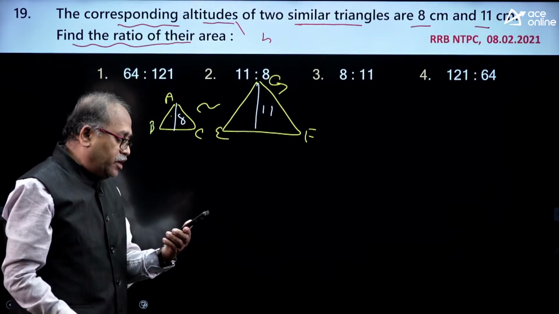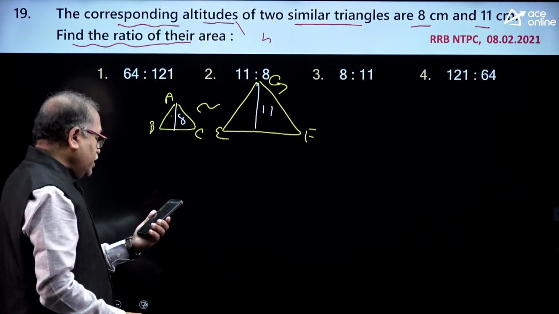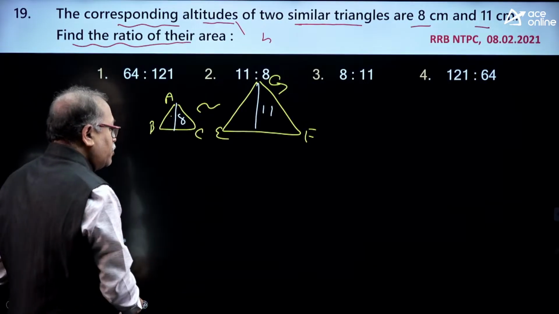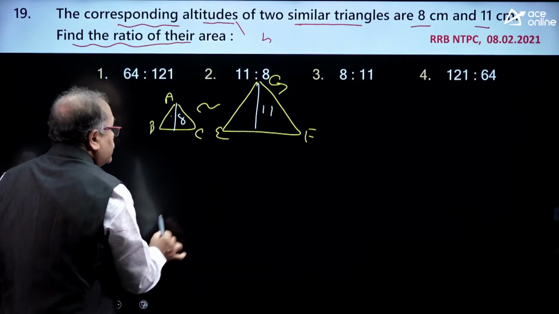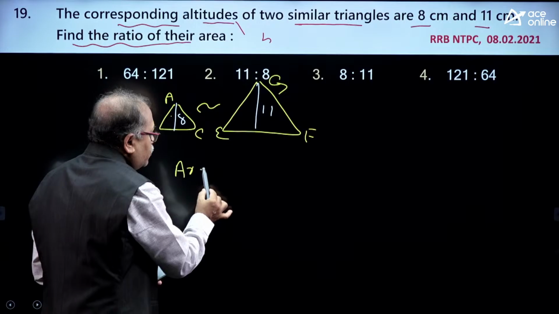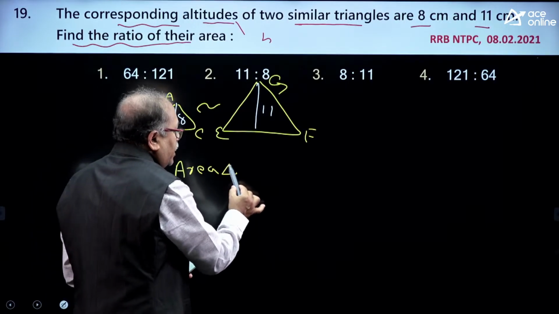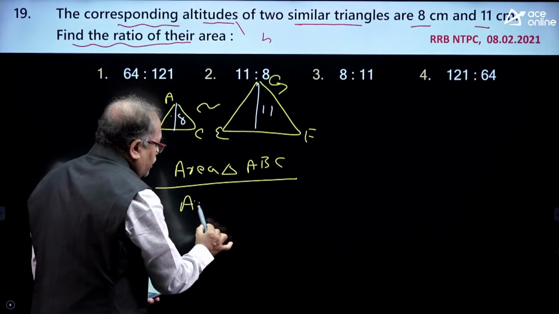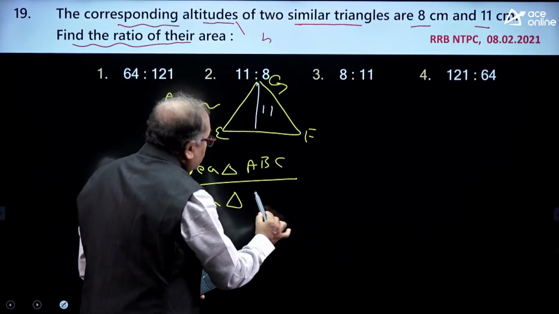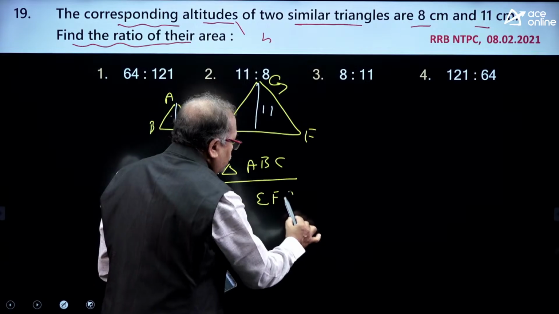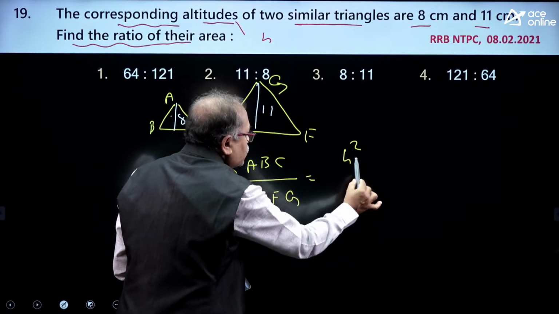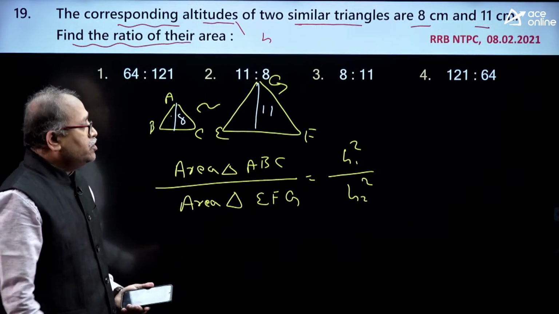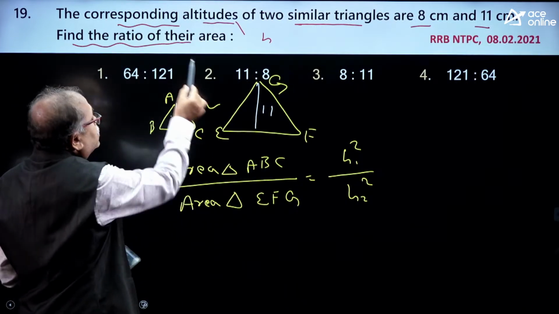Anyhow, let's answer the question. And Aim is doing very well. The H1 by H2 formula he is asking about, let me write this down for those who are not aware of it. Area of triangle ABC by the area of triangle EFG is nothing but H1 square by H2 square. That's all. If you know this formula, you can find the ratio of the areas.